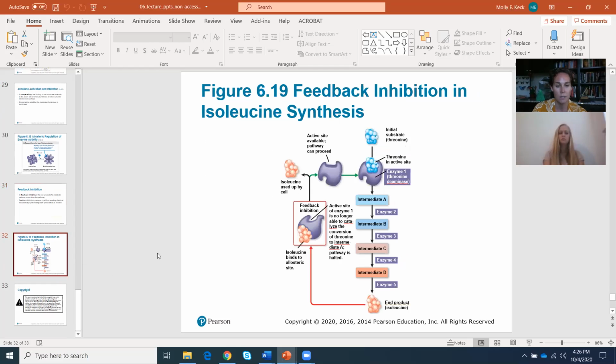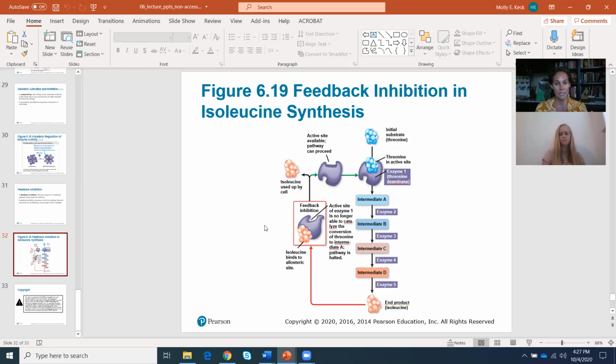So this image, 619, kind of shows that. You've got your substrate that's binding with your enzyme, and when you have enough of this end product down here, the product will fit into that active site. So the end product is essentially non-competitive inhibition.